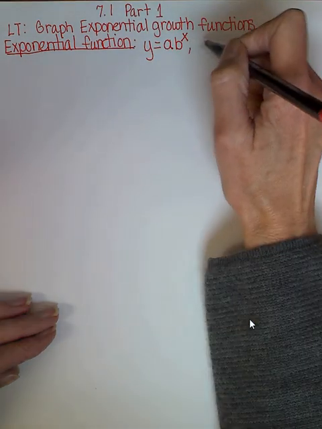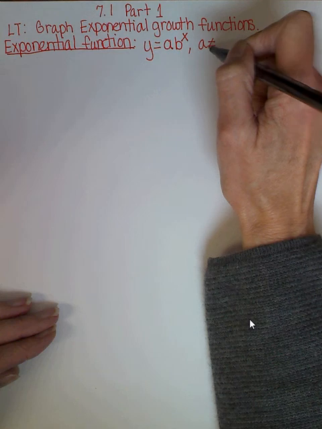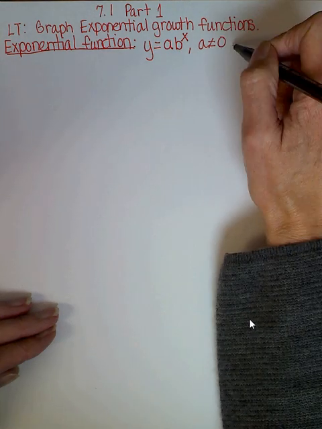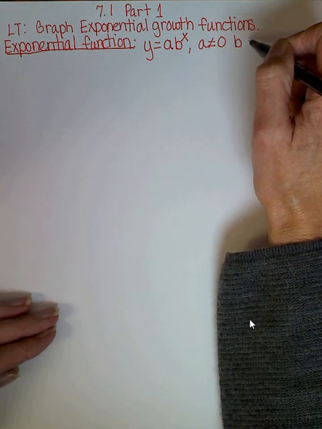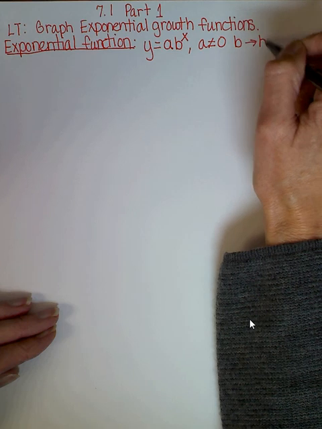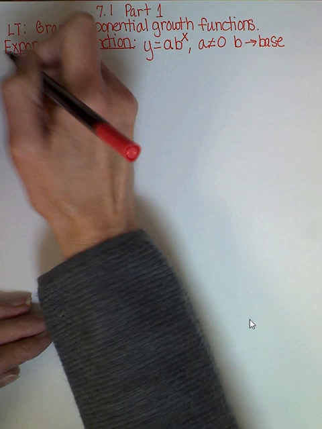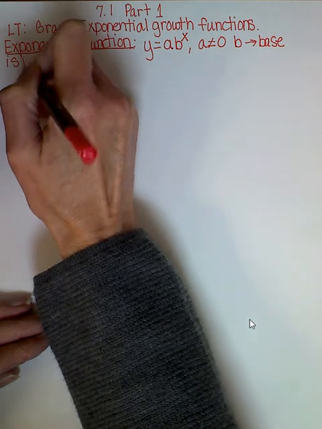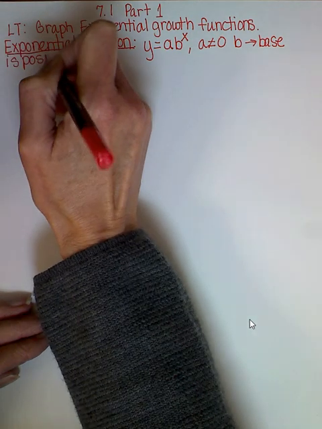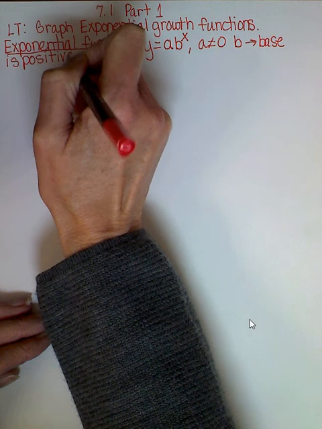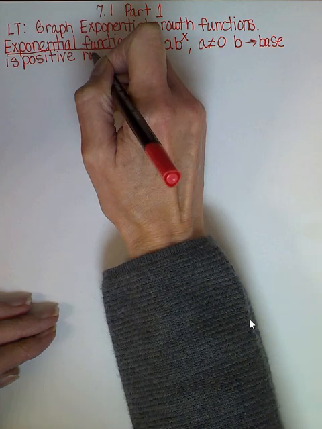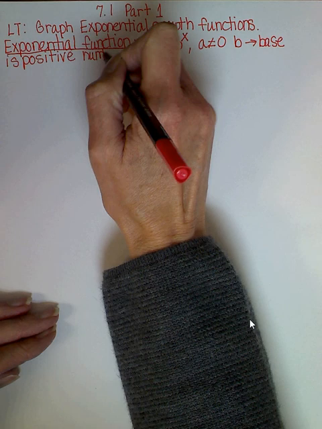And for this equation, a can't be 0, and b, which is the base, has to be a positive number other than 1.